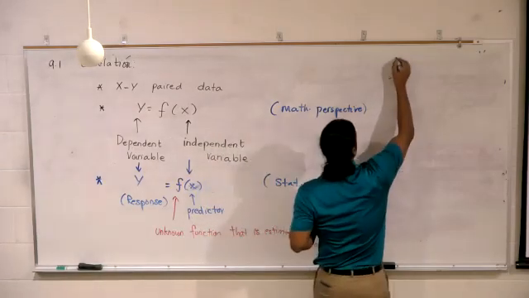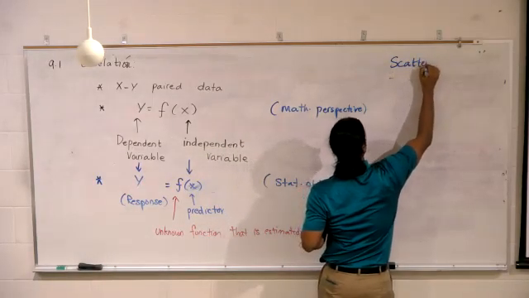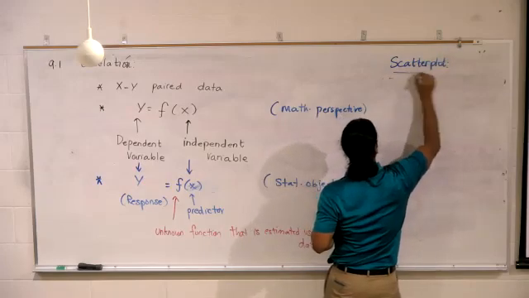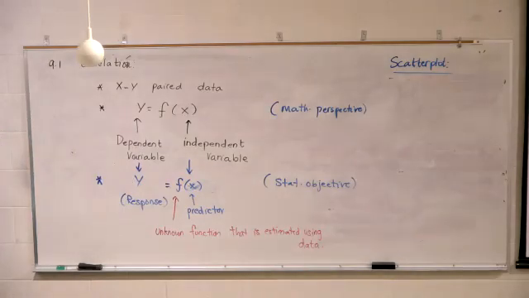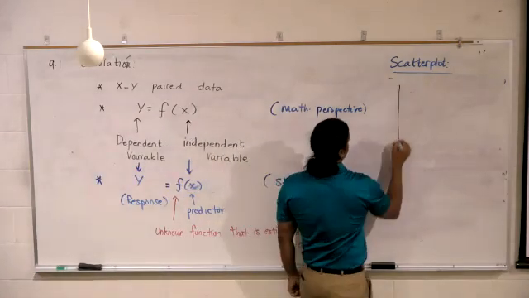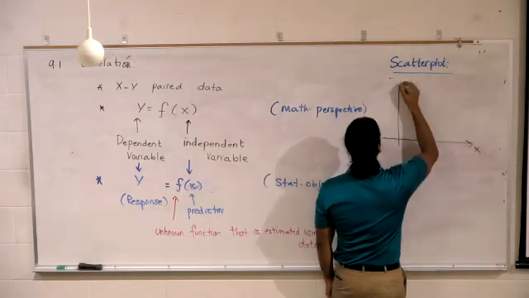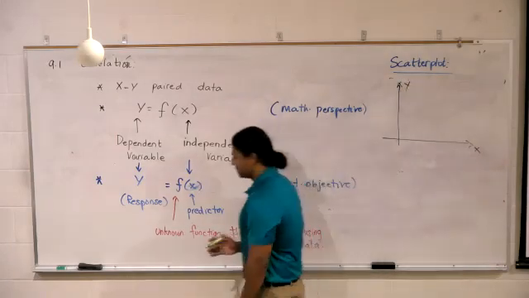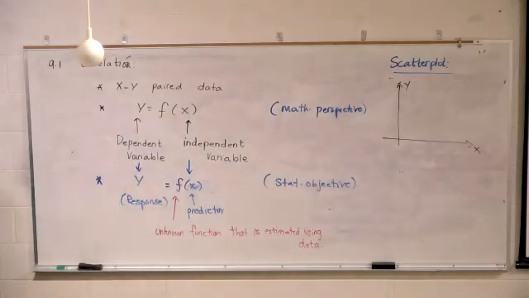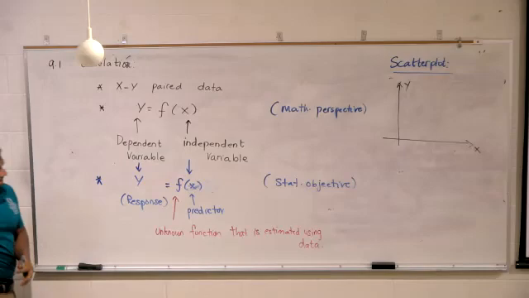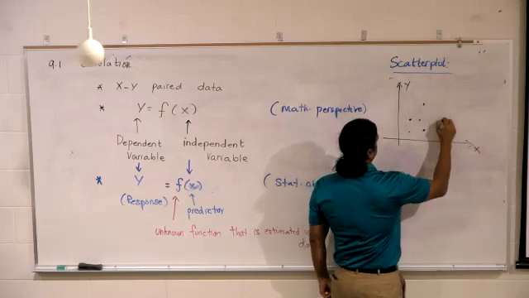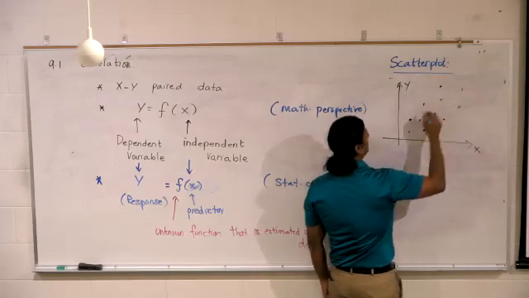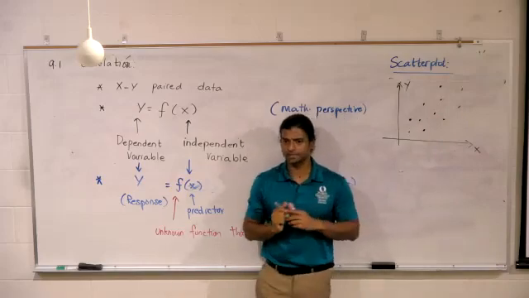To do that, we use something called a scatter plot. Have we seen a scatter plot before? Yes, hopefully. As I mentioned earlier, we need XY paired data. Mind you, these are random data points.